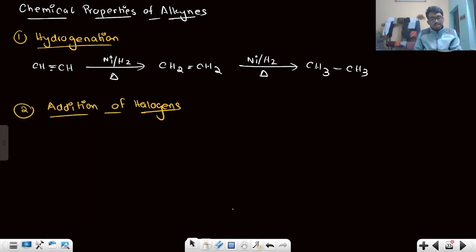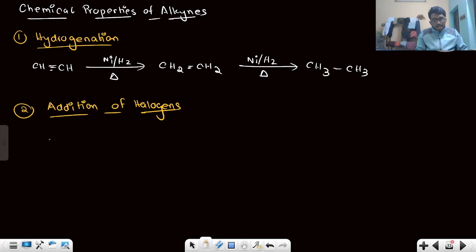Okay. Next comes addition of halogens. Just like we have seen addition of halogens in case of alkene, similarly the addition of halogen is also seen here, but this is not going to be a distinguishing test because both are the same. For alkene and alkyne, how will you differentiate? That I will be telling you. But this is not a differentiating test.